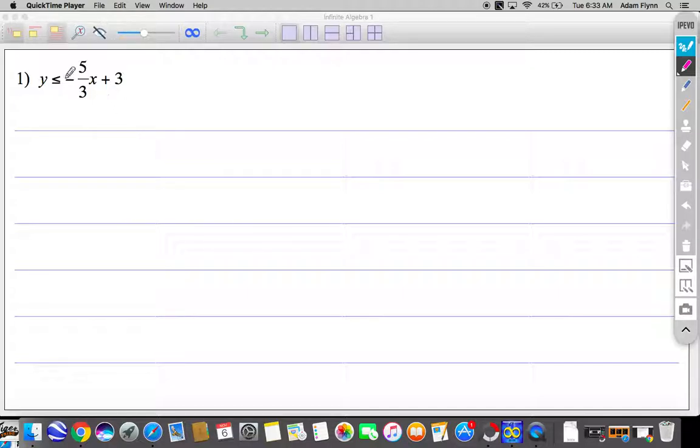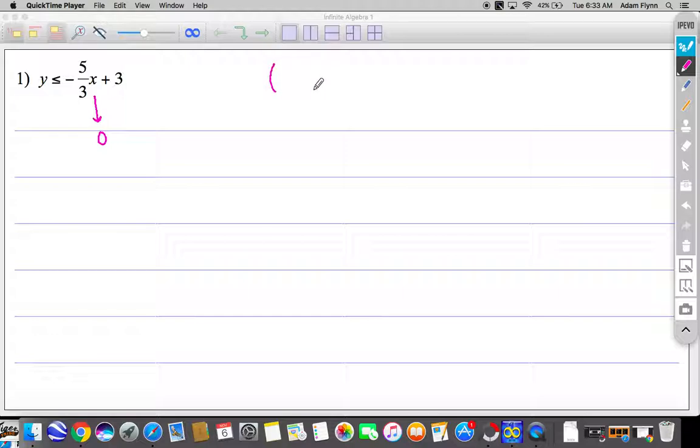So my first trick, looking at this inequality, we've got y is less than or equal to negative 5 over 3x plus 3. I have a feeling most of you are looking at this and going, oh boy, we have to deal with fractions. Okay? There is a way that we don't have to deal with fractions though. If this x were a 0, my fraction would go away because anything times 0 is 0, so this would just disappear.